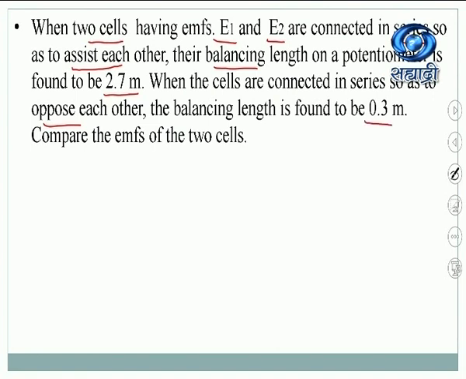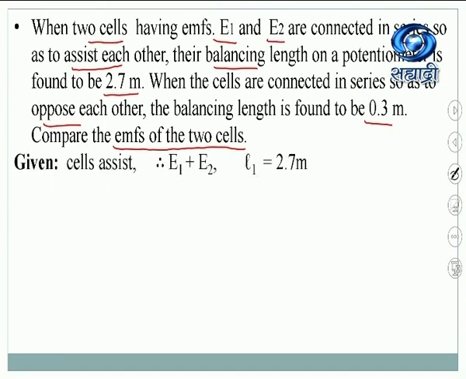That is also given. What is asked? Compare the EMFs of the two cells. Here the comparison is asked for two cells when they assist each other and when they oppose each other. See what is given. When the cells are assisting each other, their EMF must be E1 plus E2, so the corresponding length will be 2.7 meter. It is given. When they assist each other, their corresponding length is 2.7 meter.